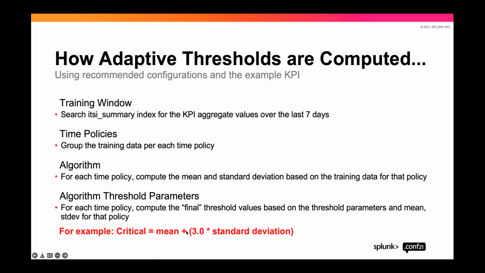So you take the mean, you do those standard deviations, you multiply it by whatever you set that threshold to be. In this case, it was 3 for critical. You add them together, and that's how it determines your actual threshold number. Again, happy to take questions if there are any on this. But this is basically how it's done.